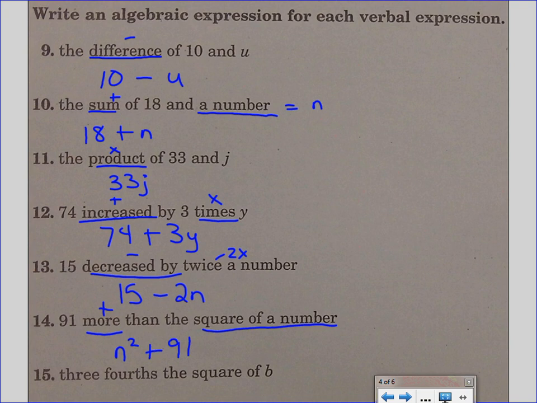And the last one, 3/4 the square of b. And if it ever says of or just a fraction and then something, that means they're being multiplied. So that right in here is an implied multiplication. So I can just write the fraction 3/4 times the square of b. So times b squared. And since it's a number and a letter, it's implied when they're right next to each other that they're being multiplied. All right.